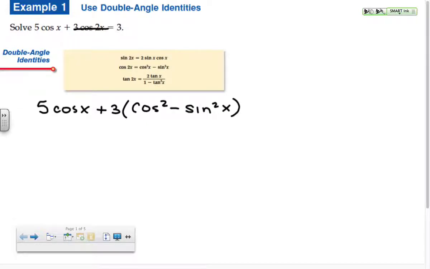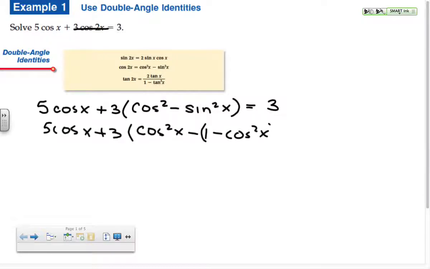Now I want you to remember that sine squared x is the same thing. Again, we're using identities here. This is a lot of steps, so some of you might be able to skip some of these steps as you go. That's fine. I'm going to do them all for you though. So I have 5 cosine of x plus 3. Now I don't want the sine. I have all cosines, so let's get rid of the sine. Cosine squared x minus 1 minus cosine squared x, equals 3. That's using the basic identities. We know sine squared x is 1 minus cosine squared x.